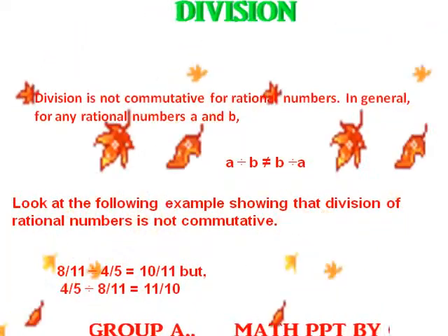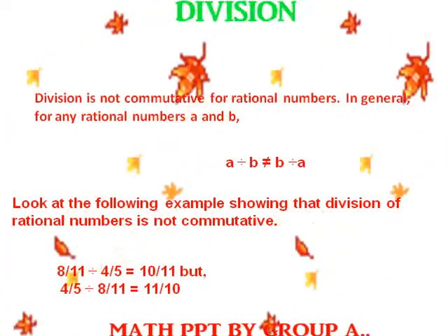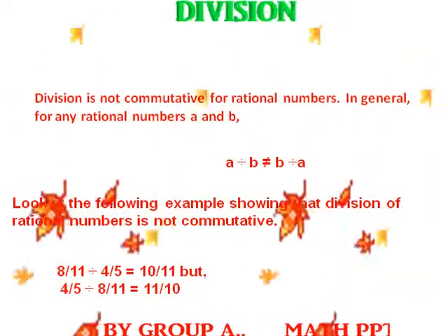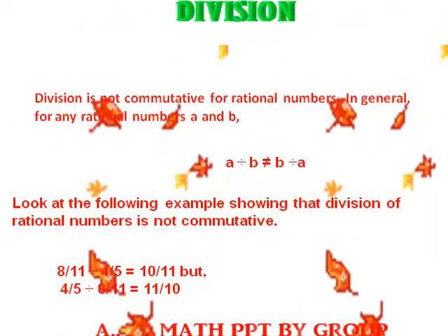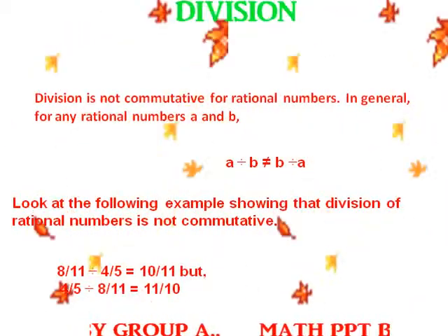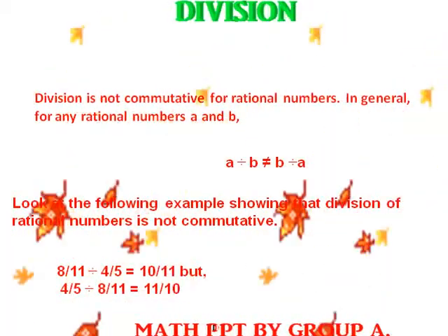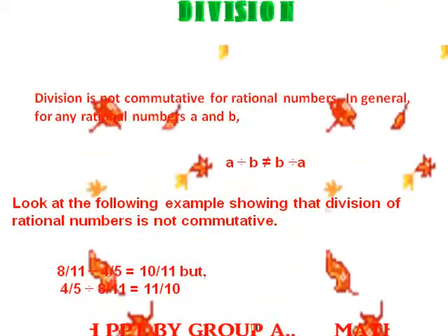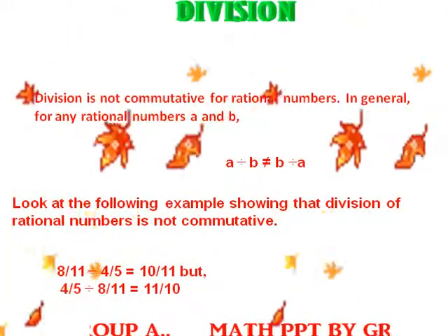Division. Division is not commutative for rational numbers. In general, for any rational numbers a and b, a divided by b is not equal to b divided by a. Look at the following example showing that division of rational numbers is not commutative. 8 upon 11 divided by 4 upon 5 is equal to 10 upon 11, but 4 upon 5 divided by 8 upon 11 is equal to 11 upon 10.